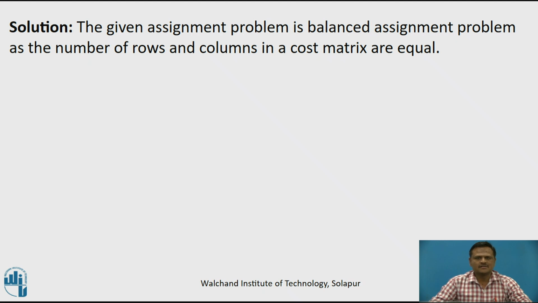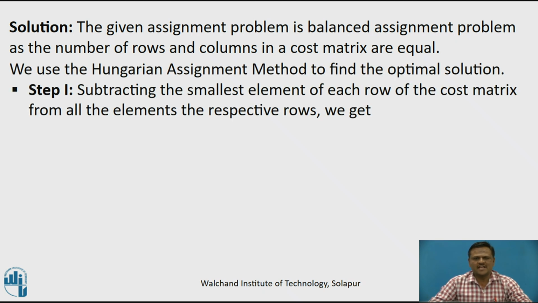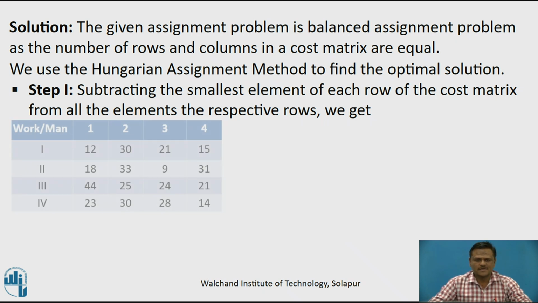As we said, the given assignment problem is a balanced assignment problem because the number of rows and columns in that matrix are equal. Now we use the Hungarian assignment method to find the optimal solution. As we all know, step number 1 is subtracting the smallest element of each row of the cost matrix from all the elements of the respective rows. So the given cost matrix is taken here for our reference. We will have to apply step number 1 to this matrix now.